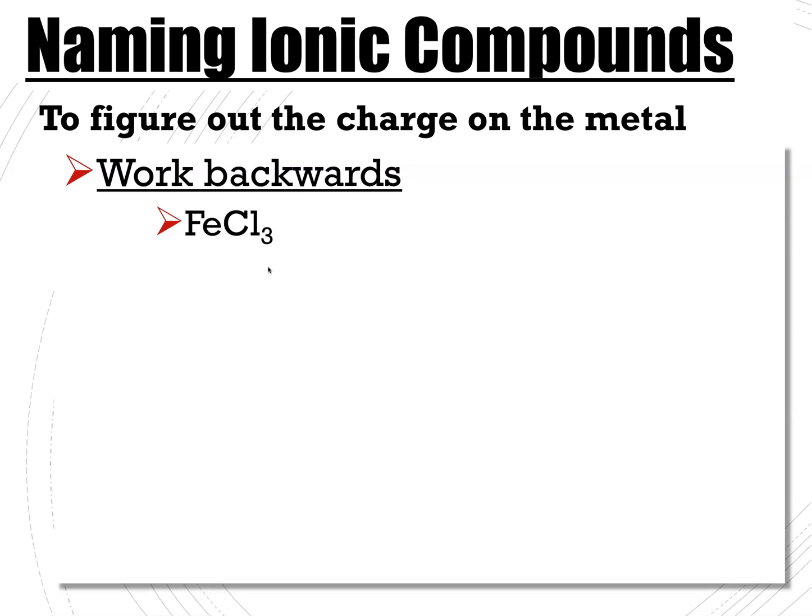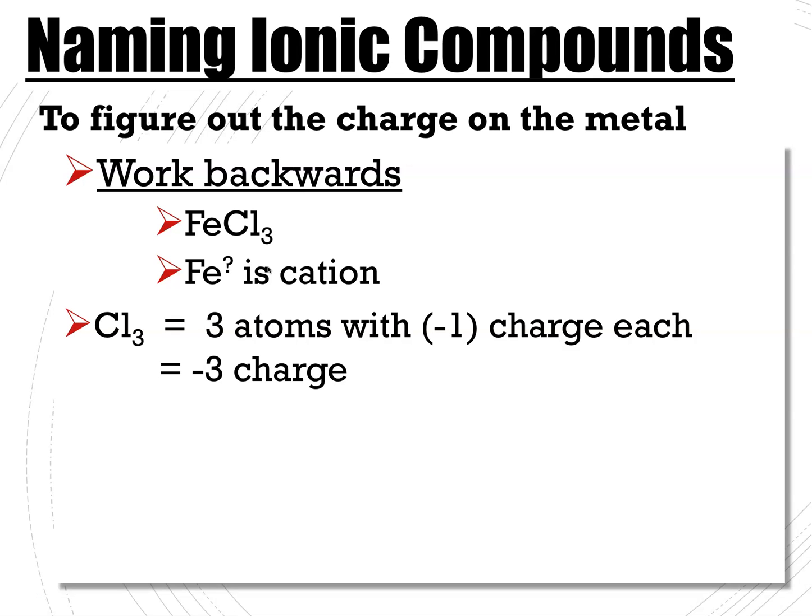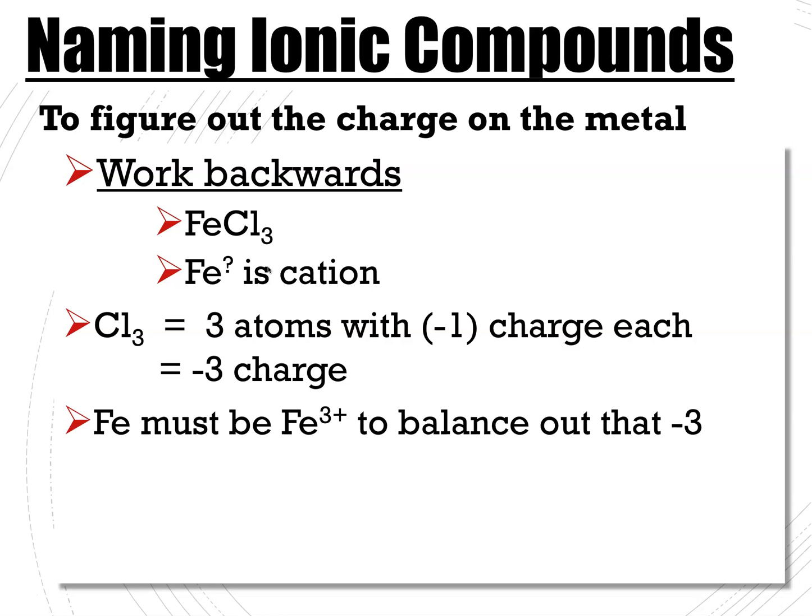We want to work backwards, so to speak, to determine the charge on the metal. So here's my FeCl3. I'm not too sure what the iron charge is yet. Chlorine, there are 3 of them. Each of them has a 1- charge, so that adds up to a -3 total. Iron, there's only 1 in that formula, so it has to be iron 3+ to balance out the 3-. Rewrite it, I get iron(III) chloride.